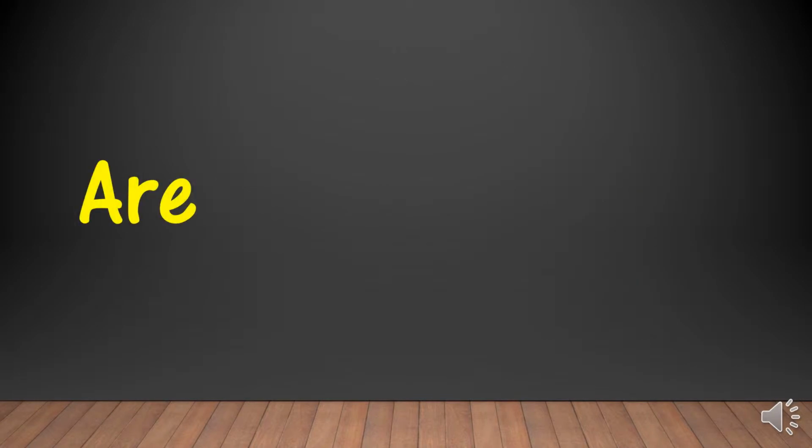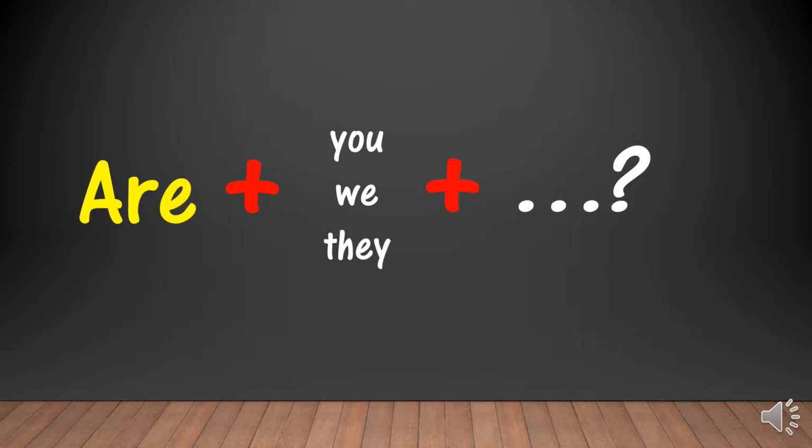So here we have the word are, which is the conjugation of the verb to be with the pronouns you, we, and they. Okay, so if you are asking a question with these pronouns, you, we, and they, then you use the verb are. Okay, and then you have the rest of the question.